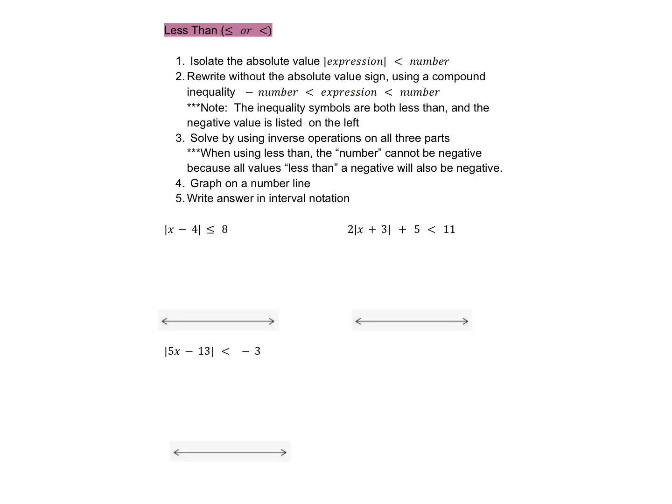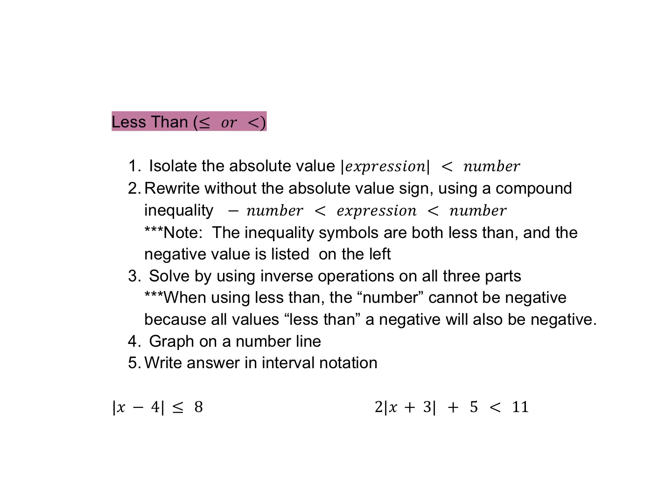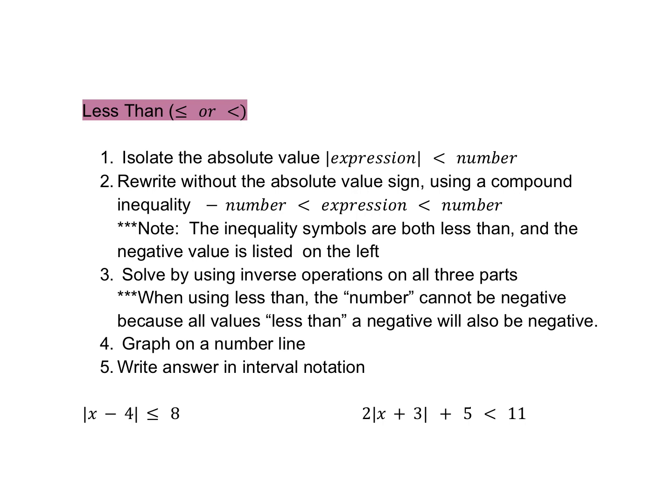Okay, so less than or equal to, again, you're going to do the same thing. You're going to isolate the absolute value, just like we have in all of our other steps, except step 2 is a little bit different. You are going to rewrite the absolute value using a compound inequality. That means you're going to have your expression in the middle, your negative number value on the left, and your positive number value on the right.